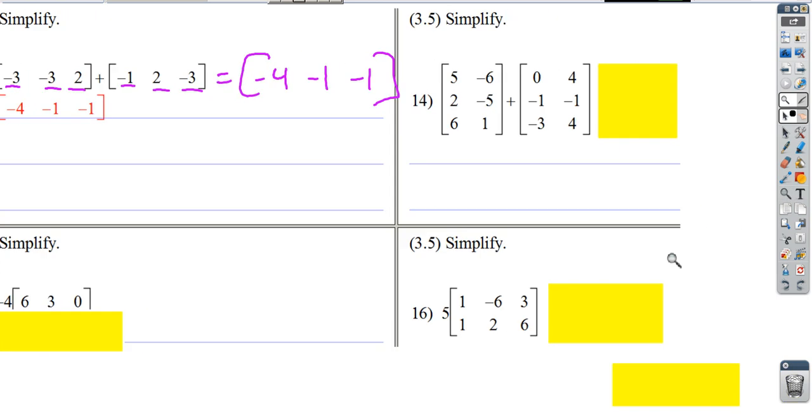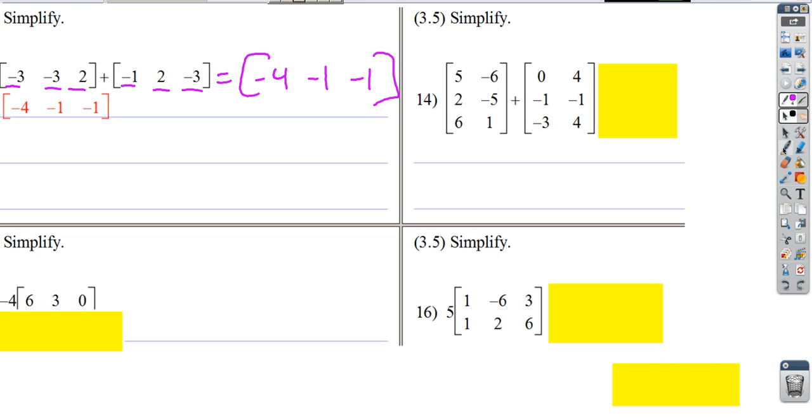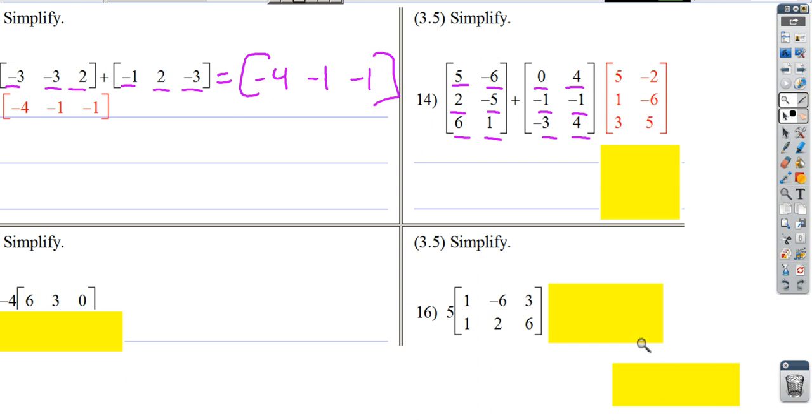Okay, same thing over here. Let's just add them. So the top one is going to be 5 plus 0, and that's 5. Negative 6 plus 4 is negative 2. Okay, then the next row we have 2 plus negative 1 is 1. Negative 5 plus negative 1 is negative 6. That checks out. 6 plus negative 3 is 3. 1 plus 4 is 5. So that's that answer right there.